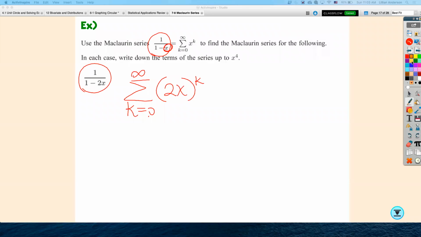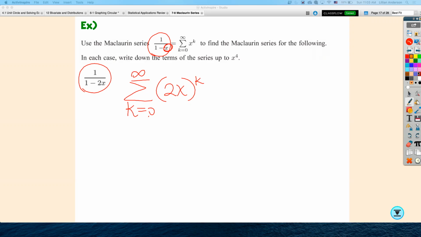So I am here to finish up this example that we started in class and a few other examples to help you with using Maclaurin series and being able to write series of terms, actual Maclaurin series for other functions. So for this example, we had used the Maclaurin series that's given to us to find the Maclaurin series for the following. And in each case, we're going to write down the terms of the series up to x to the fourth. Well, for this particular problem, that's what we're going to do.